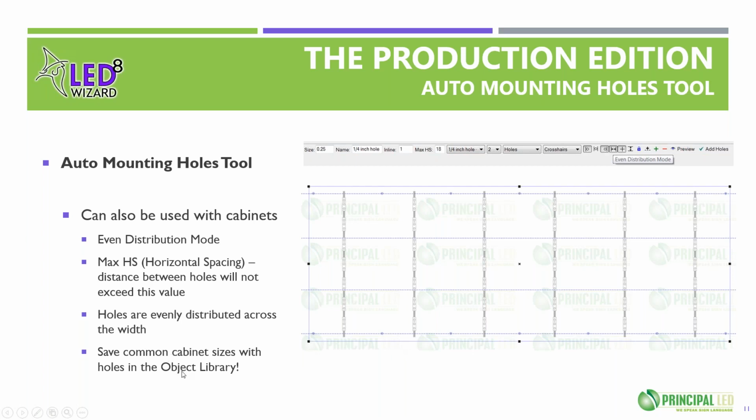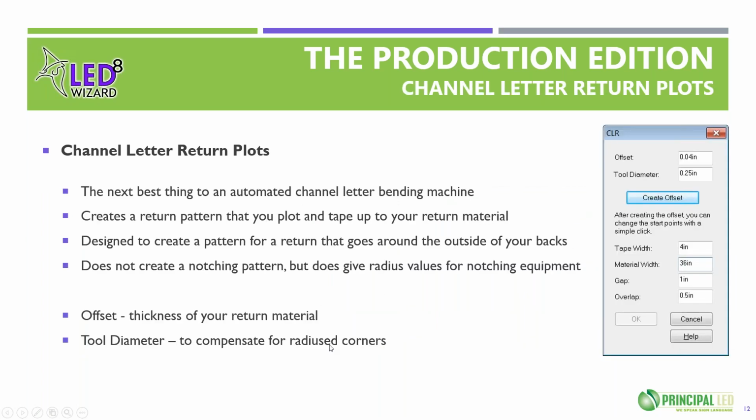I mentioned here at the bottom, you can save common cabinet layouts with holes in the object library. If you're not familiar with the object library, that's a little tool where you can save things that you commonly use in jobs, and then easily click and drag those in. So as an example, maybe they're real basic size cabinets that already have mounting holes or something. Okay, so that's mounting holes, and again, I'll spend more time on the software here in a minute.